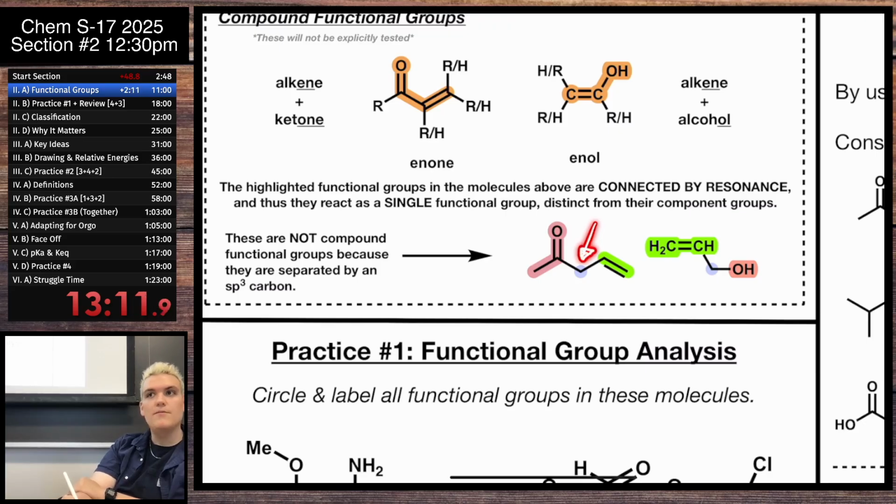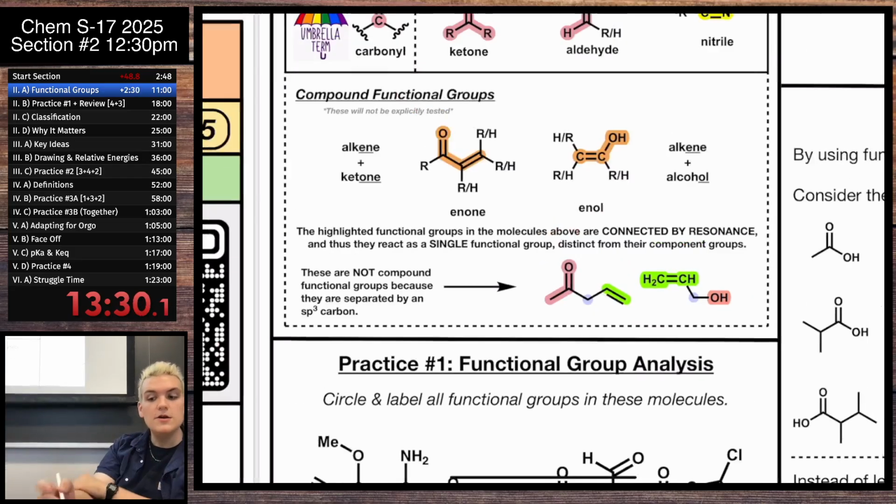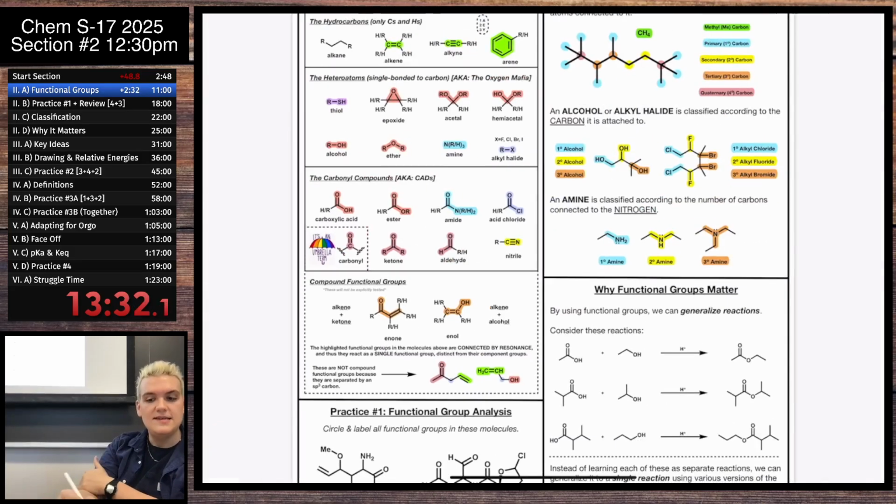sp3, and it doesn't have a lone pair, so it can't do neighbor rule stuff. So can we have any resonance between this and this? No, because what type of orbitals do we need for resonance? P orbitals, exactly, and this has no p orbitals. So this would just be a ketone and an alkene. They would be separate. But we are not going to test you on these. This is the testable list for the exam question.